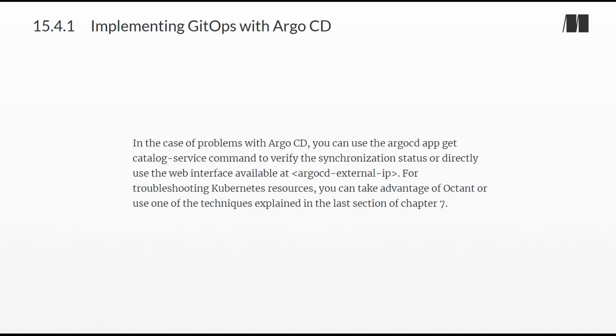In the case of problems with Argo CD, you can use the argocd app get catalog-service command to verify the synchronization status, or directly use the web interface available at the Argo CD external IP. For troubleshooting Kubernetes resources, you can take advantage of Octant, or use one of the techniques explained in the last section of Chapter 7.